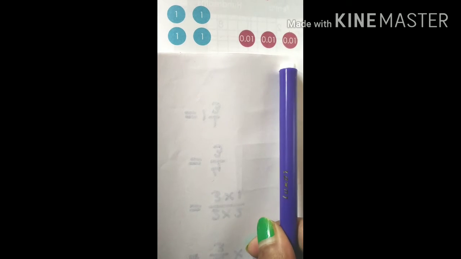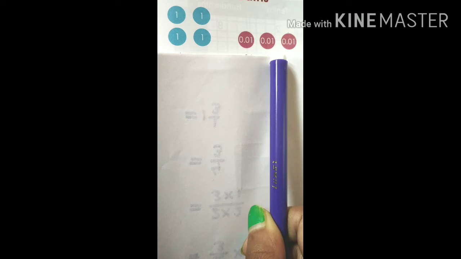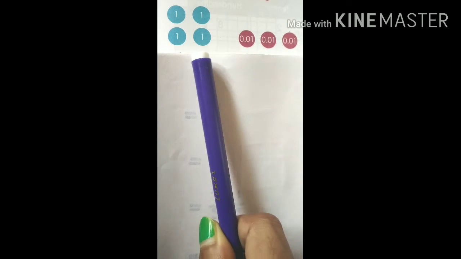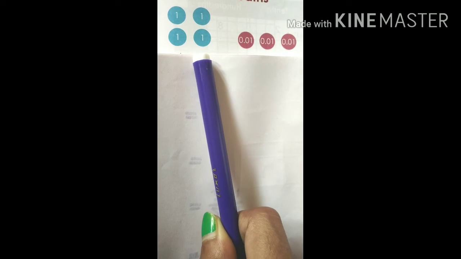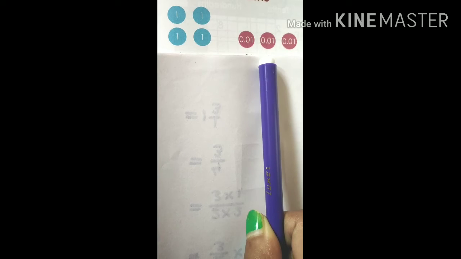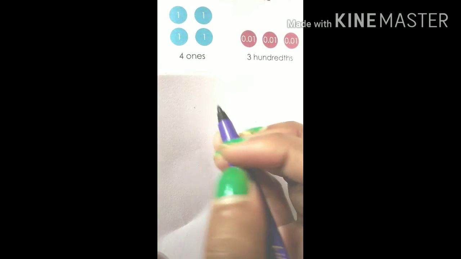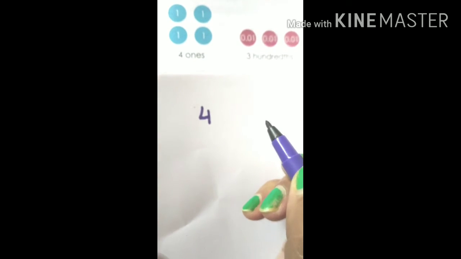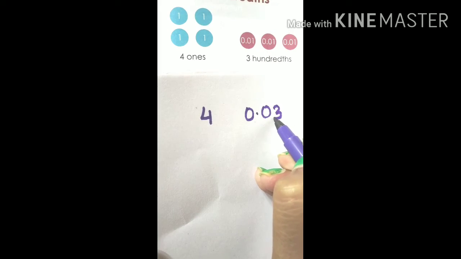Students, look at these circles. The blue circles represents ones and the red circle represents hundredths. So students, how many ones are there? There are 4 ones. And students, how many hundredths are there? There are 3 hundredths. Students, 4 ones can be written as 4 and 3 hundredths can be written as 0.03.